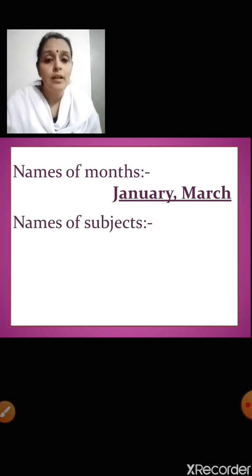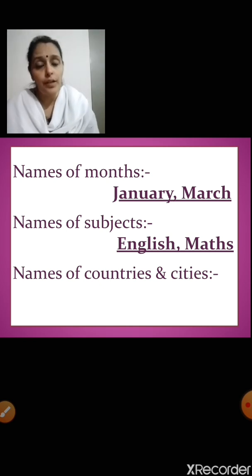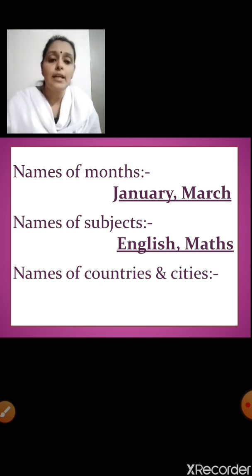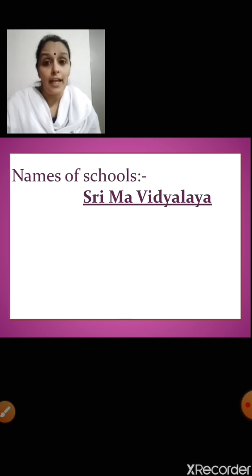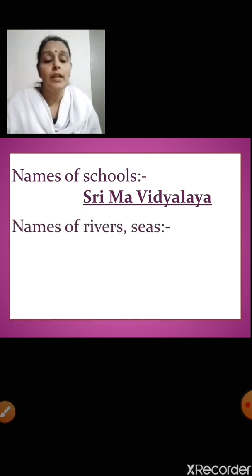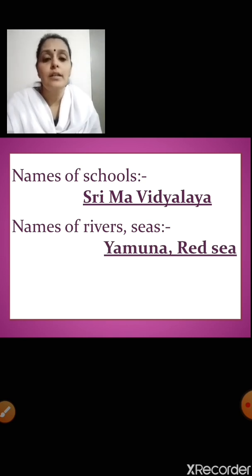Names of subjects like English, Maths are also written in capital letters. Then you have names of countries or names of cities like India, Japan, Mumbai, Delhi, Chennai. All these will begin with capital letters. Yes, children, let's see some more. Names of schools: Shrima Vidyalay, Shrima Balniketan. They also begin with a capital letter. Names of rivers and seas like Ganga, Yamuna, Red Sea. Yes, all these are written in capital letters.